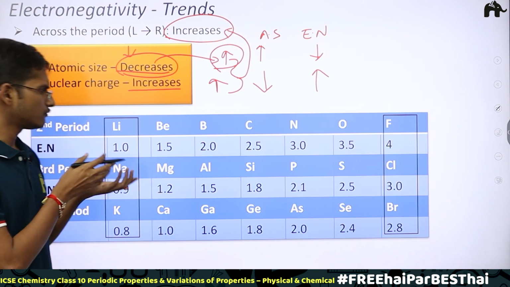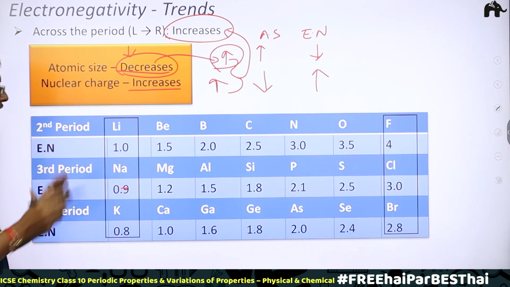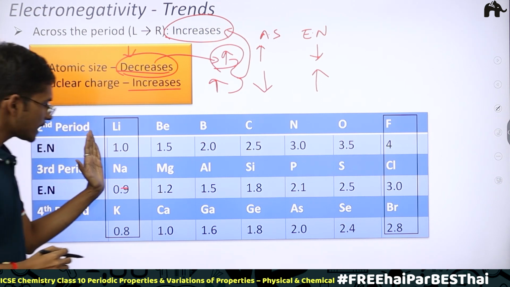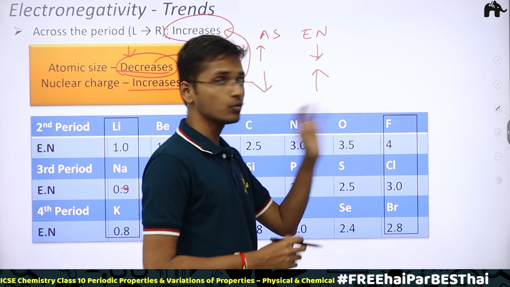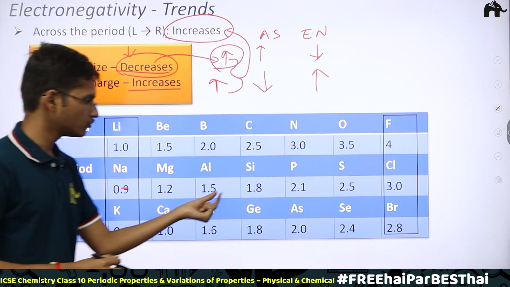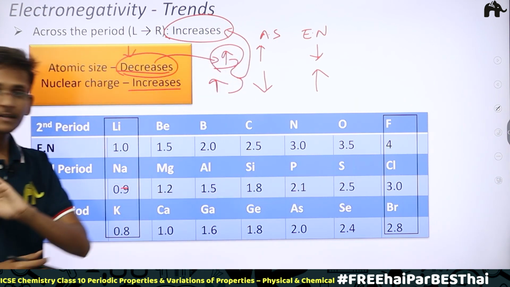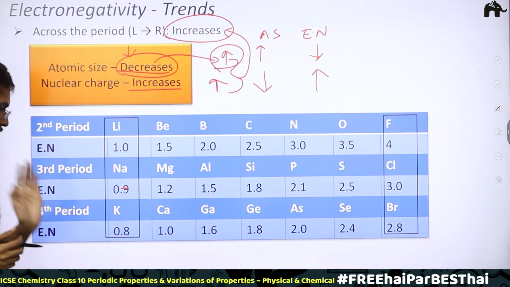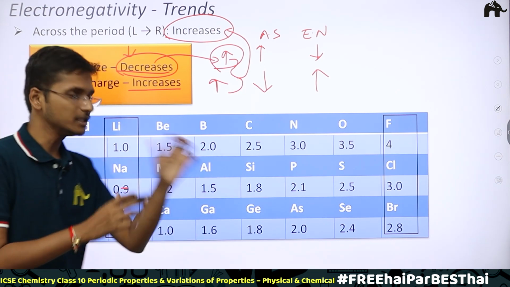Now you can see the values of electronegativity here. I have taken second period, third period and fourth period elements. You can gradually observe from 1, 1.5, 2.5, 3.5 that the values are increasing. Here in this case 0.9, 1.2, 1.5, 1.8, 2.1, 2.5, values are increasing. Similarly in the fourth period as well, the values appear to be increasing.